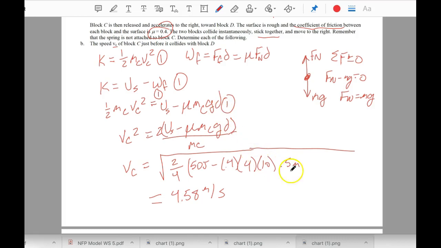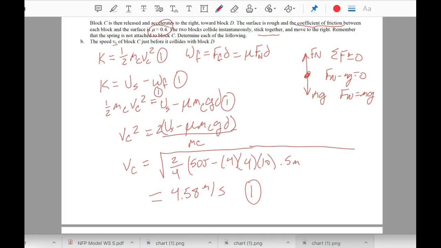You've got to solve, and once you solve and get a number, a final answer, that's worth a point. So physics, physics, physics, physics, 4 points for physics, 1 point for actually doing any calculations.